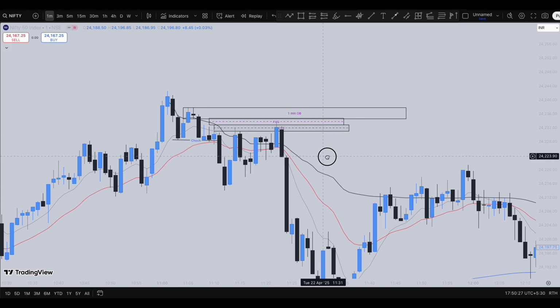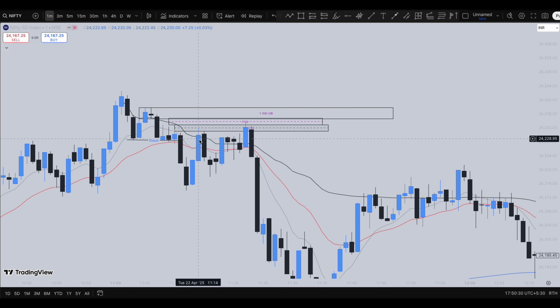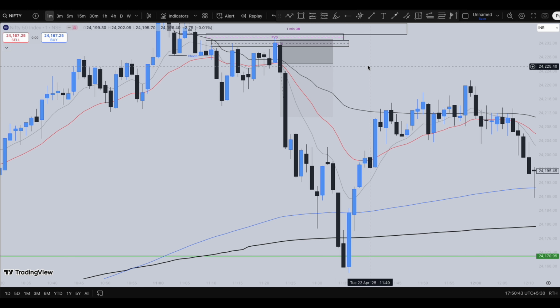So after this candle formation only, you could have taken a short position, guys, but I have taken somewhere around here, a short position, expecting the market to go further towards the downside. And after this candle formation, you could have kept your stop loss just above that candle itself and targeted it all the way to the downside.